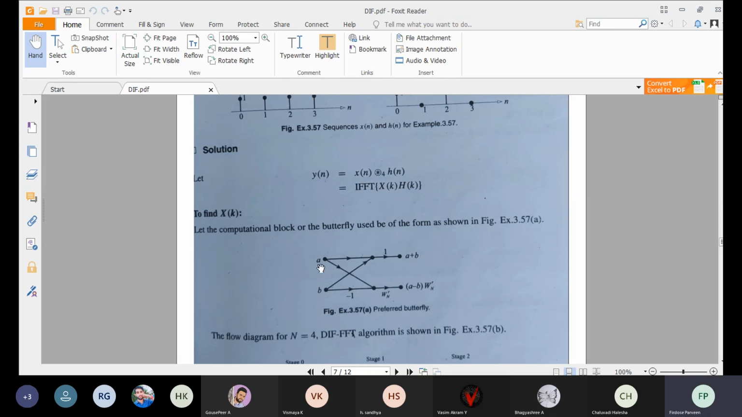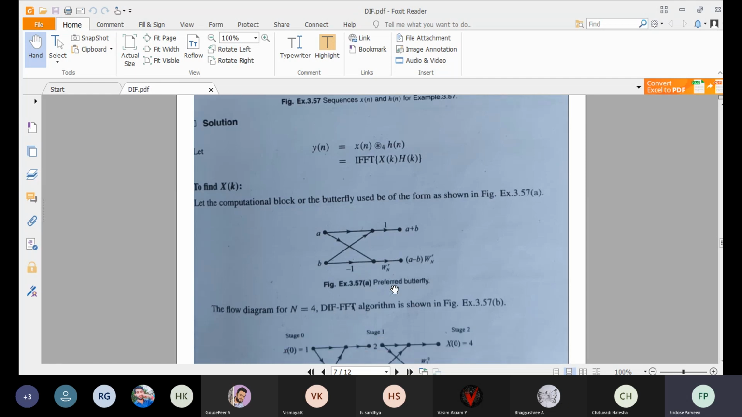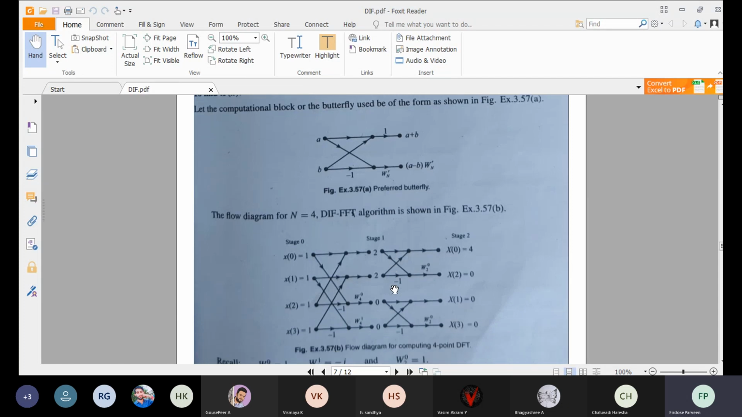So this is the basic butterfly diagram for decimation in frequency. This is a plus b. This is a minus b into Wn to the power of r. So Wn to the power of r, here it is minus 1. Since they have given capital N, that is number of samples, it is equal to 4. So DIF FFT, decimation in frequency, FFT algorithm.